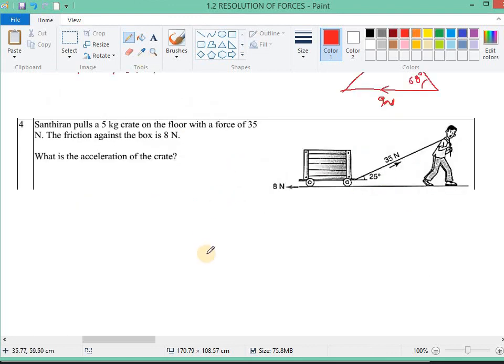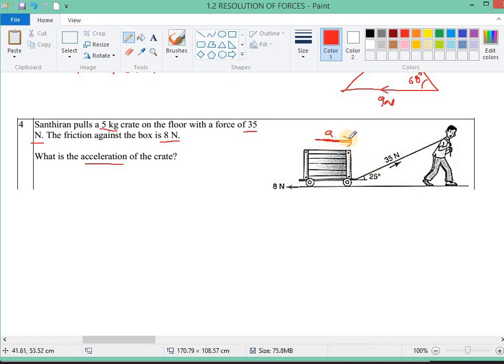Question number 4. Santiran pulls a 5 kg crate on the floor with a force of 35 Newton. The friction against the box is 8 Newton. What is the acceleration of the crate? This is 25 degree, 35 Newton. If you want to calculate the acceleration of the crate, what is the direction of acceleration? Pulled in this direction with 35 Newton, the crate should move in this direction.